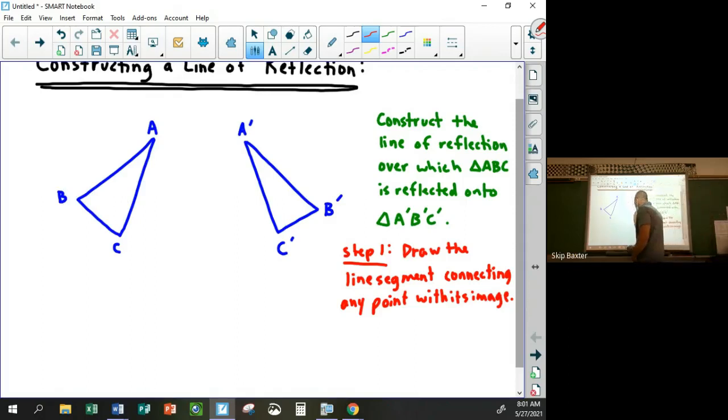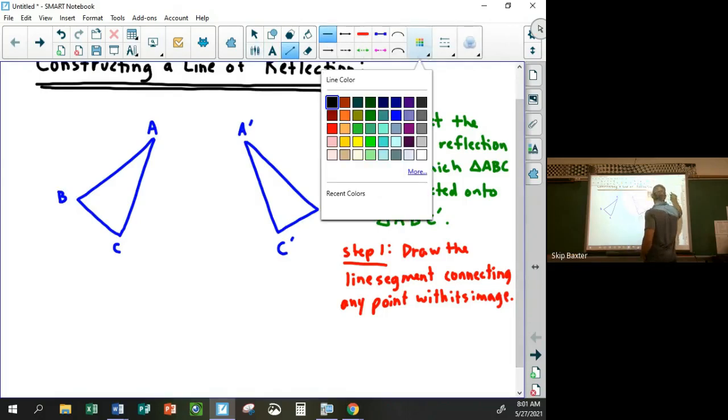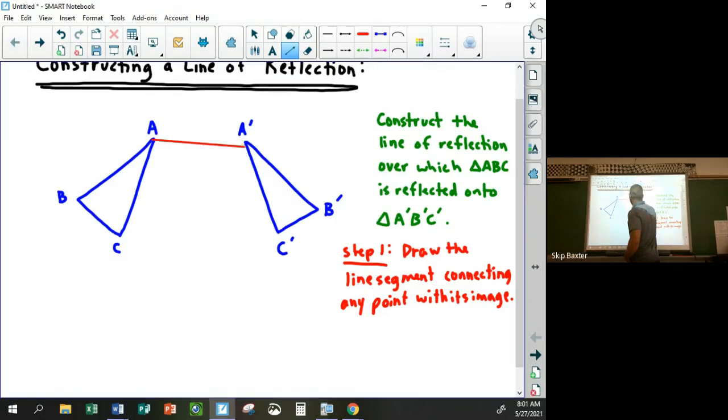I'm just going to draw the line segment A prime. So using my ruler, I'm just going to connect A and A prime. I just sketched this on paper, so it's probably not exact, but you get the idea. Step 2 is to draw the perpendicular bisector of that segment, and you're done. That's it. So step 2.